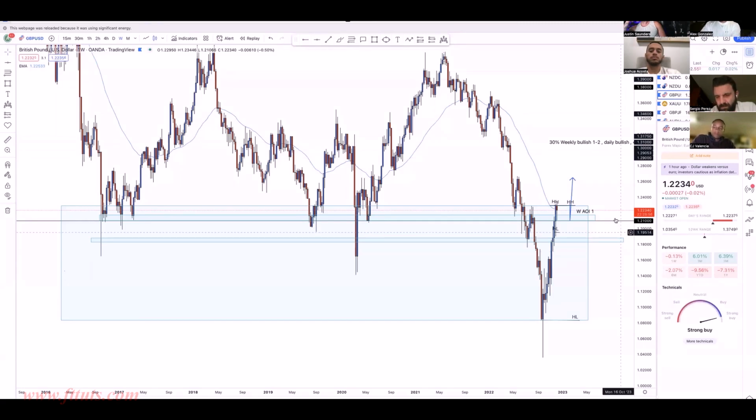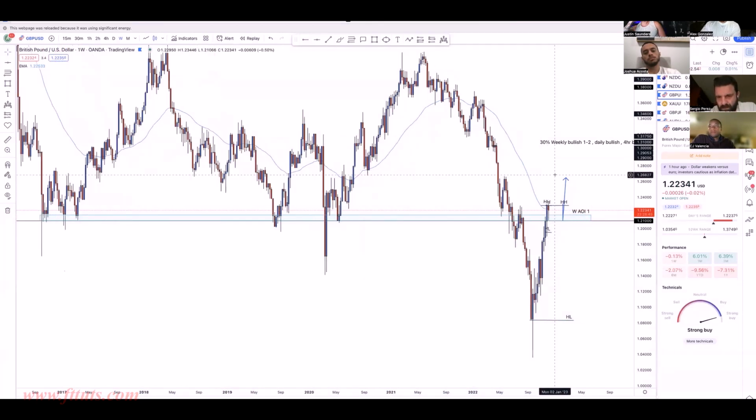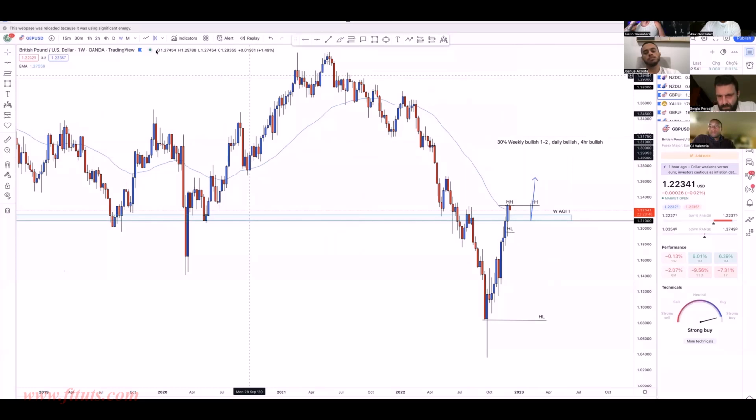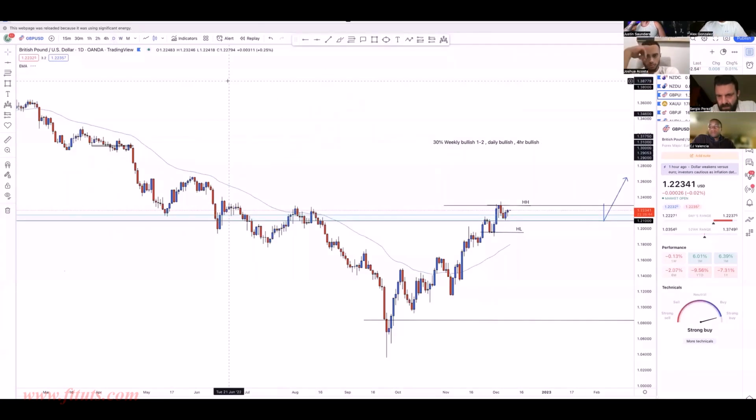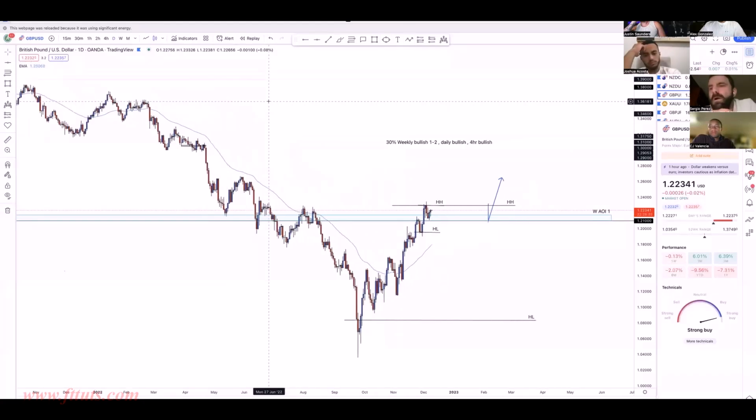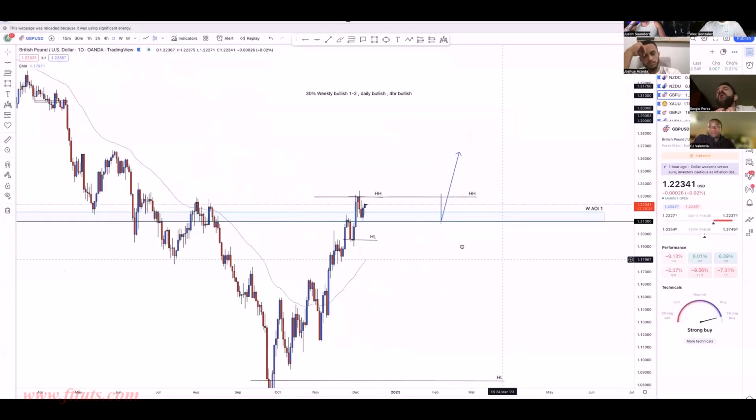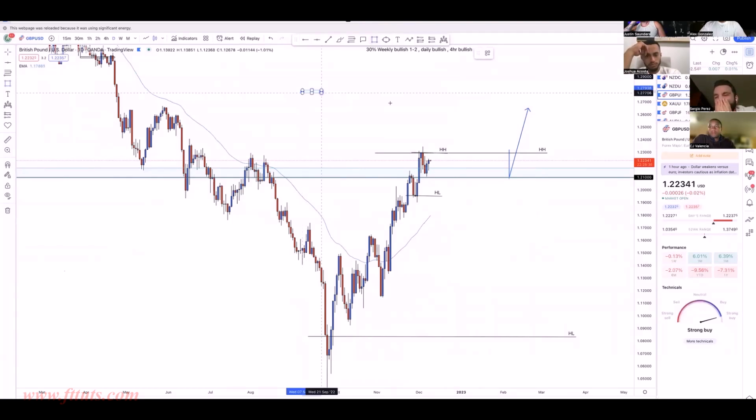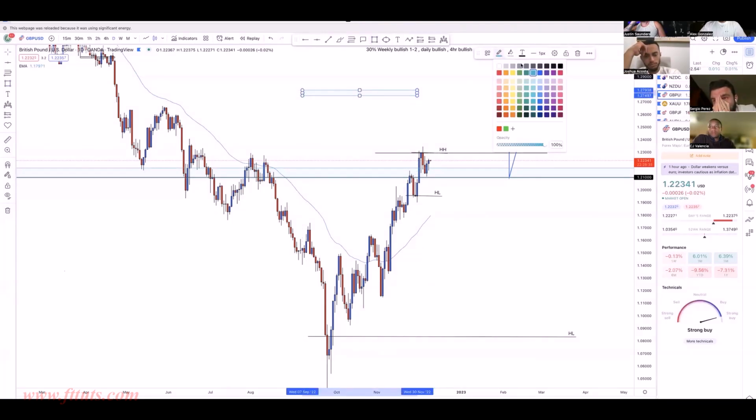All right, so now we understand this is going to be our weekly area of interest. We don't really need this zone right here, so we know we're looking to come back here and buy. Cool. So now we go down to the daily time frame. On the daily time frame, we're going to mark off our area of interest in red, so we know the difference between the weekly and the daily.